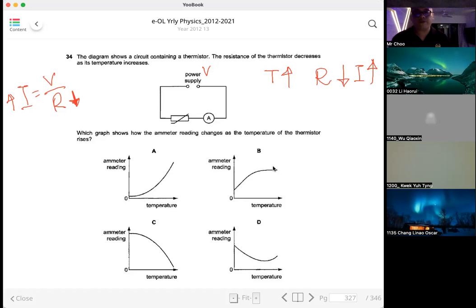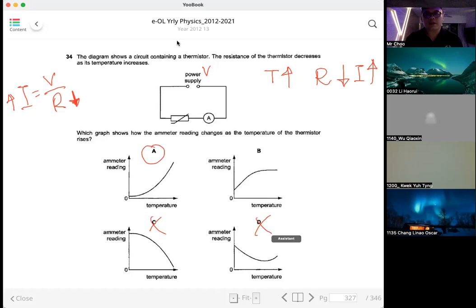Okay, however, why the answer is not B is because your resistance will not become constant. You just go up higher and higher. Sorry, your resistance will not become constant, your current will not become constant. So your answer would be A. So C and D is definitely wrong.